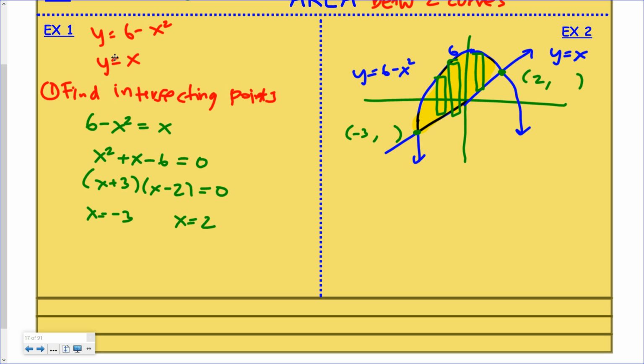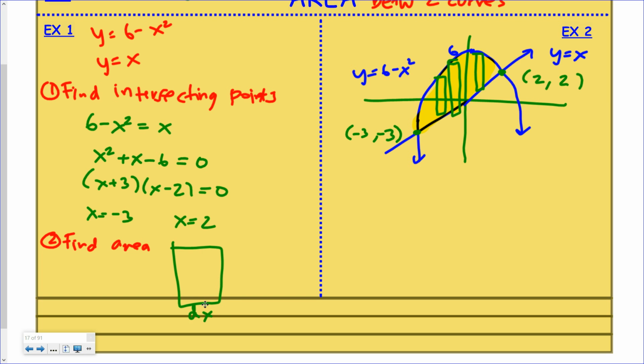Question, plug it into the first equation or the second equation? It doesn't matter. You should get the same answer. So if I plug it into this y equals x, because that's easier, this will be negative 3. This will be also 2. So I've found the intersecting points, and the second thing you do is you find the area. And again, to find the area, you guys have that rectangle. You just find the area of one rectangle and then just integrate it, all the way across.